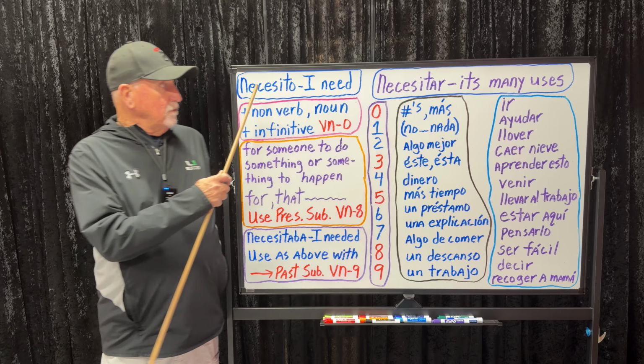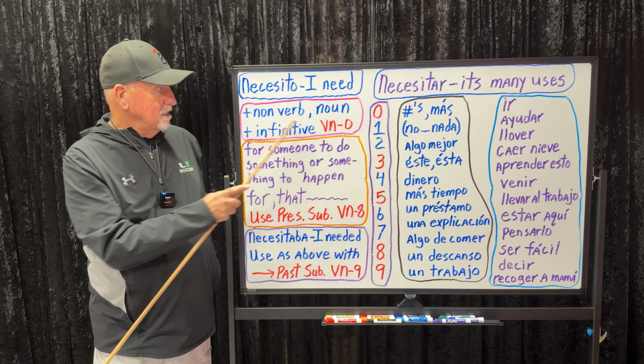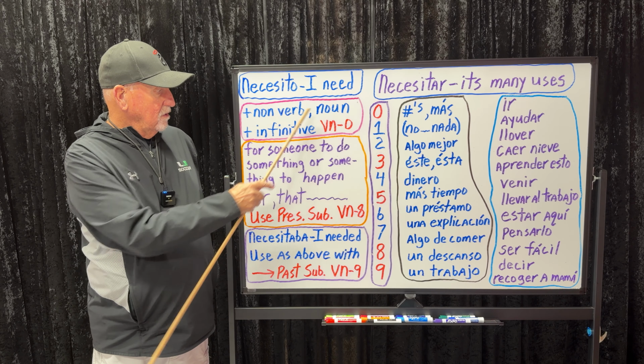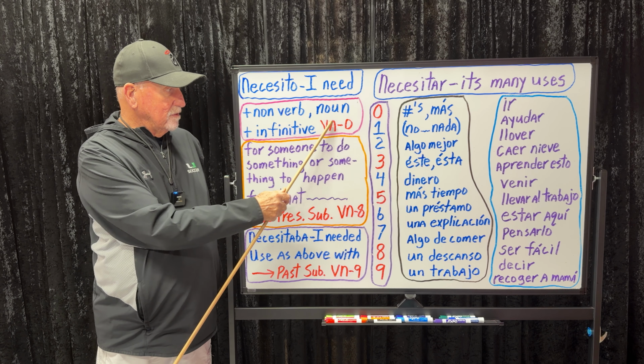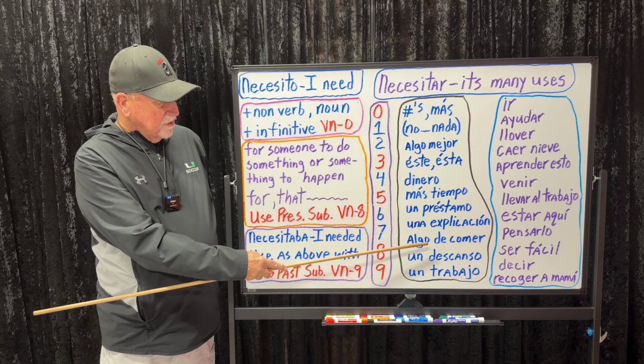So, we understand how to conjugate necesitar in verb number 3, the present tense. Well, you can add a non-verb to it or add a noun. Or you can add an infinitive, which is verb number 0. Let's take a look at this column here. These are non-verbs or nouns.